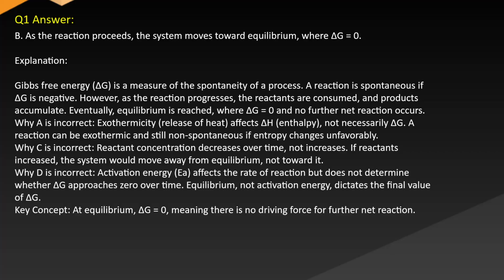A is incorrect. Exothermicity, the release of heat, affects ΔH, enthalpy, not necessarily ΔG. A reaction can be exothermic and still non-spontaneous if entropy changes unfavorably. C is incorrect. Reactant concentration decreases over time, not increases. If reactants increased, the system would move away from equilibrium, not toward it. D is incorrect. Activation energy, Ea, affects the rate of reaction but does not determine whether ΔG approaches zero over time. Equilibrium, not activation energy, dictates the final value of ΔG. Key concept: at equilibrium ΔG equals zero, meaning there is no driving force for further net reaction.